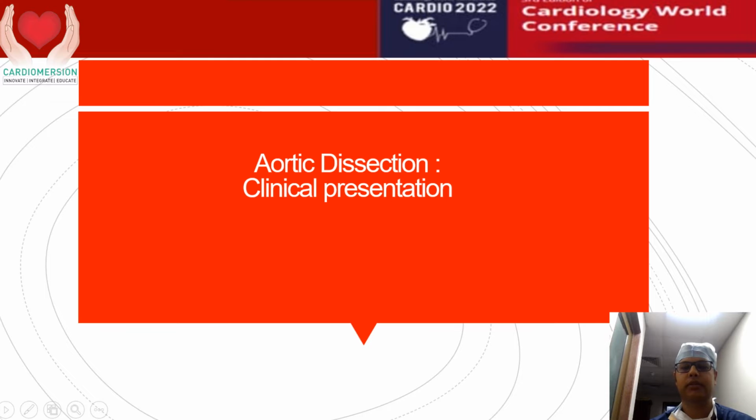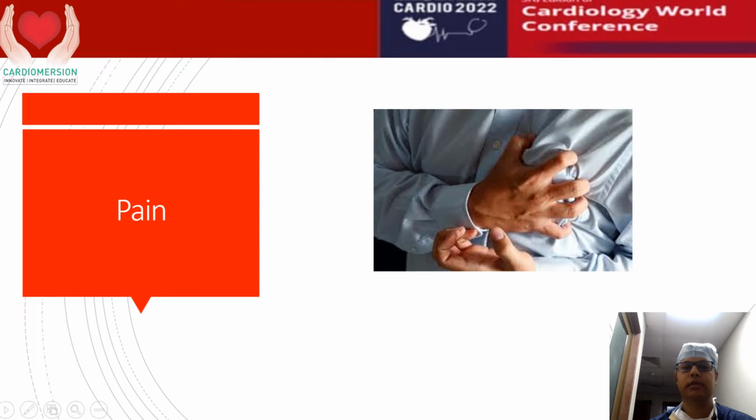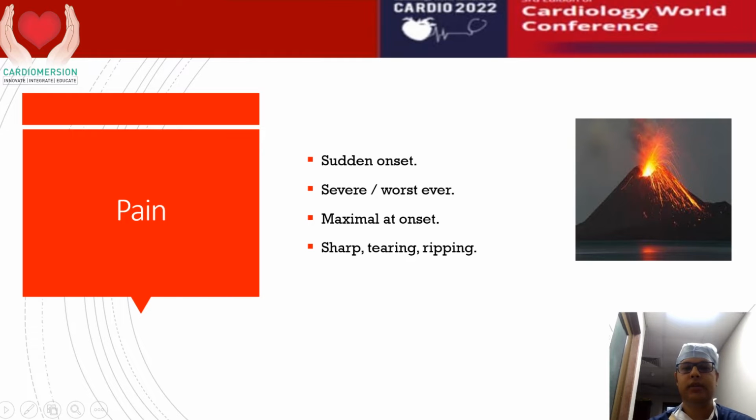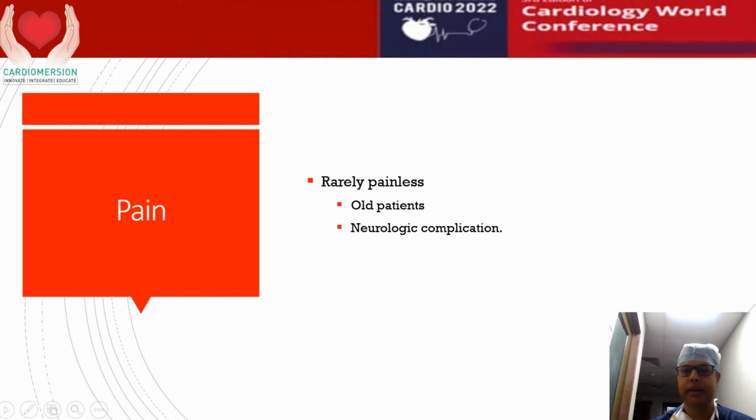So, clinical presentations of aortic dissection. The most common clinical presentation is pain. The site of the pain is chest pain, back pain, abdominal pain, flank pain, and an extensive or generalized pain may be present. Pain is sudden onset, severe or the worst ever pain, maximal at the time of onset, sharp, tearing, and ripping pain. Rarely it can be painless, in old patients or patients with neurological complications.